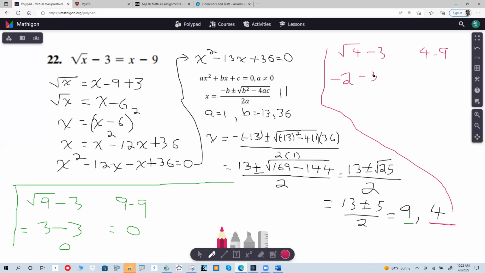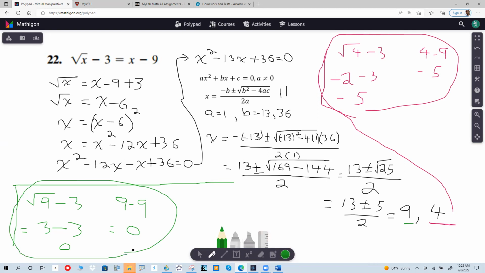And let's take the minus sign because I want to make them equal, right? So suppose square root of 4 is minus 2, which is true. Minus 2 and minus 3 is minus 5. And 4 minus 9 is minus 5. So both answers match. The pink solution check is here, and the green solution check is here. So they are correct.